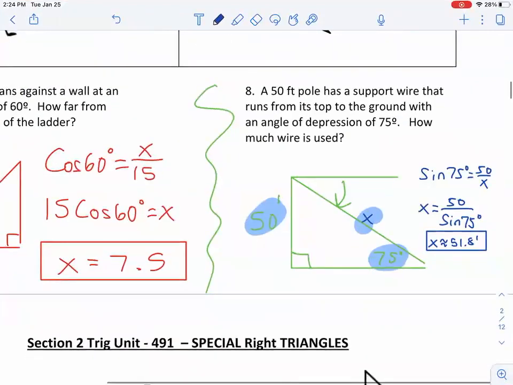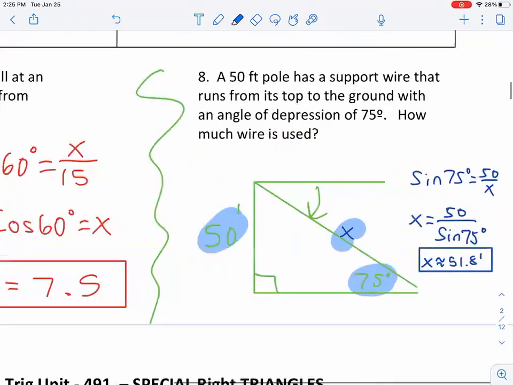Yes? How did I get this part? I skipped one step. I multiplied both sides by x. So I got x times the sine of 75 equals 50. And then I divided by the sine of 75. Okay.